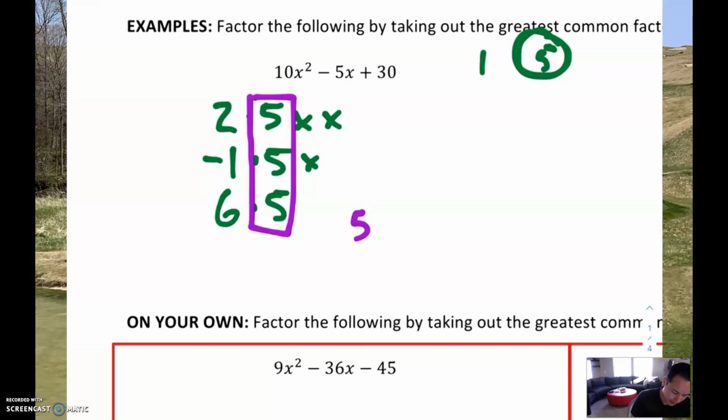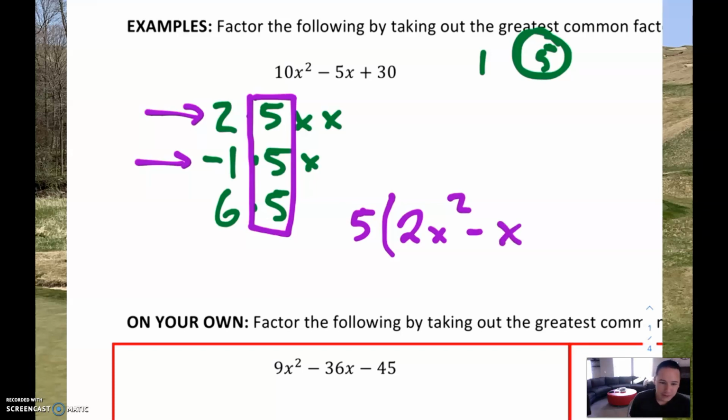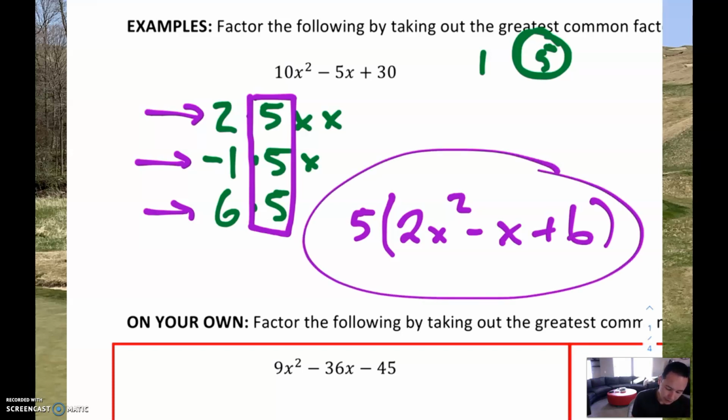So our 5 is what's called our greatest common factor, and here's how we do the rest of it. We're going to put the 5 out here. Remember how I said this is like the opposite of distributing? So now we're going to put the 5 outside the parentheses, and then we look at what's remaining. If I look at that first term, I have 2x squared remaining. If I look at the middle term, I have a negative 1x remaining, and I don't write the 1 in there. And the last one, I still have a positive 6. And this is how you factor out the greatest common factor.